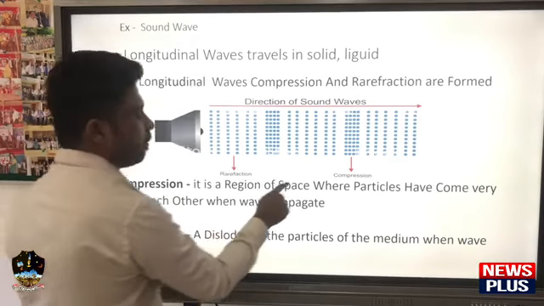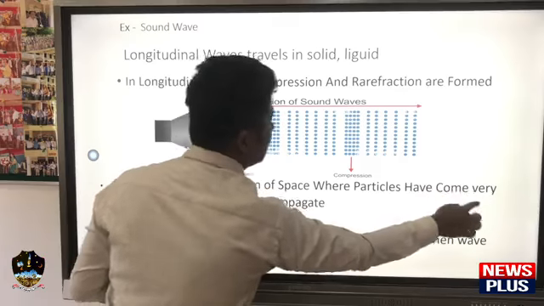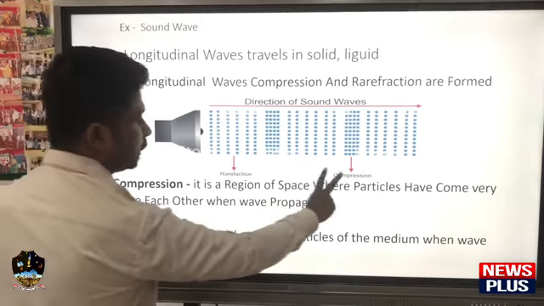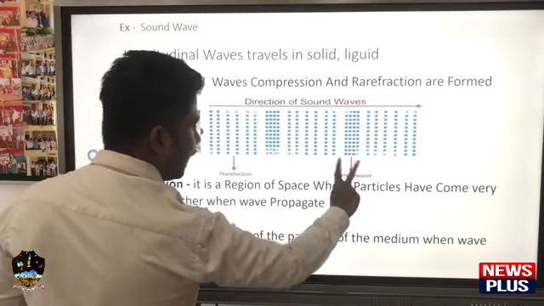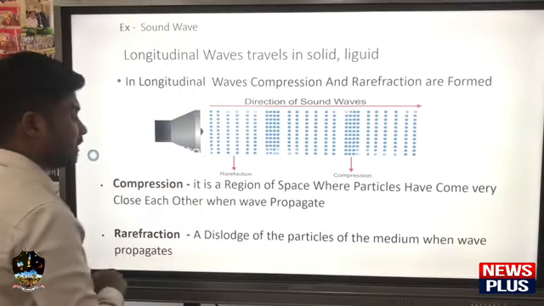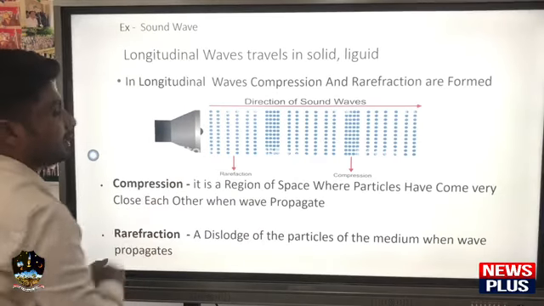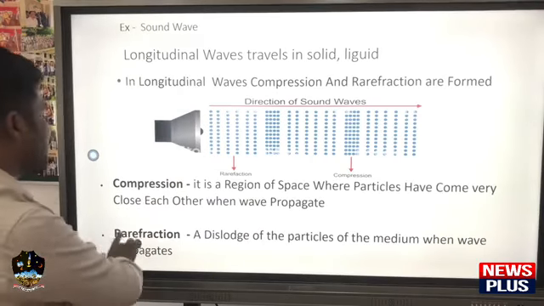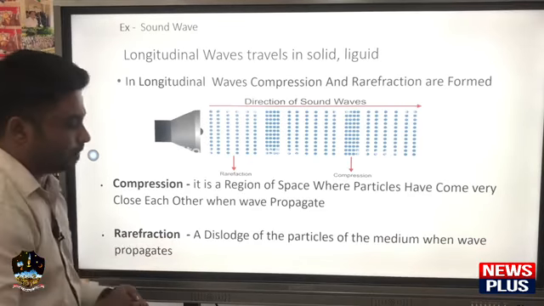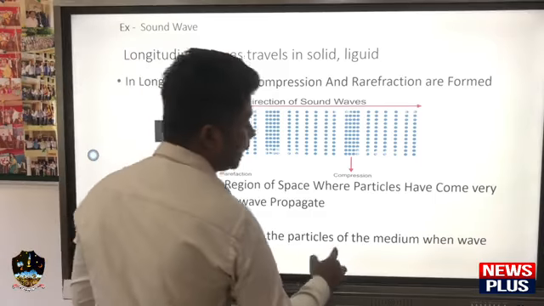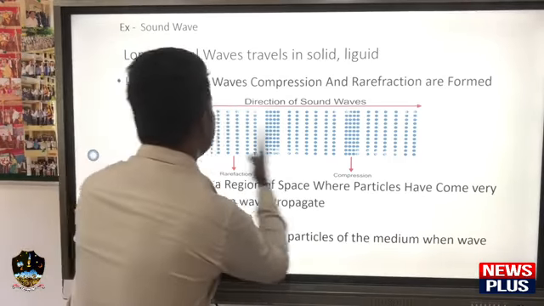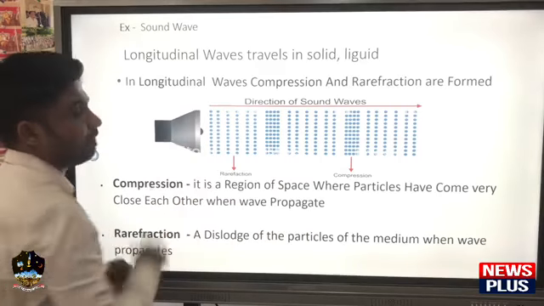It is a region of space where particles have come very close to each other when a wave propagates. See this one, compression: particles come very close, and that is called compression. Another one, rarefaction: a dislodging of particles of the medium when a wave propagates. Dislodge means moving backwards, and this is rarefaction.